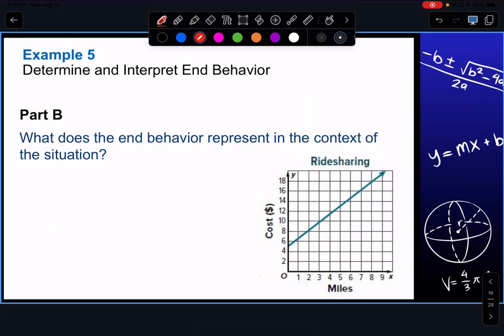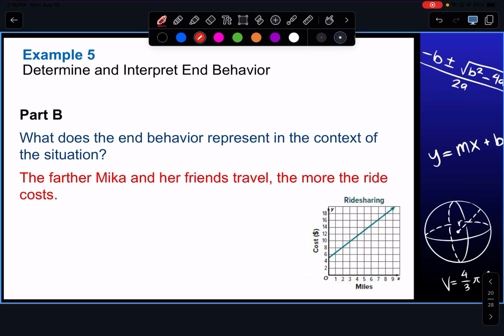What does that mean then? If we're going to interpret this to make it represent in the context of the situation, what does that mean for Mika and her friends? In terms of this situation, this context. What's that mean? Aiden? The farther they go, the more money they owe. Does that make sense? Is that logical? The longer you're in the Uber, the further you ask them to drive, the more you have to pay. Makes sense. That's what that means.